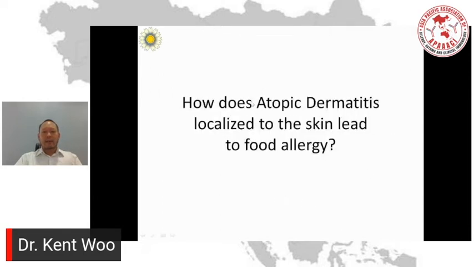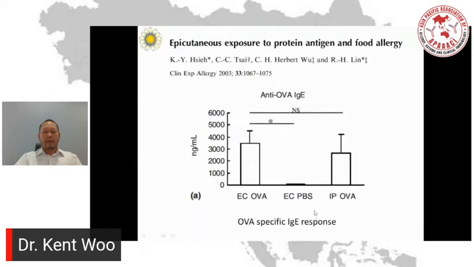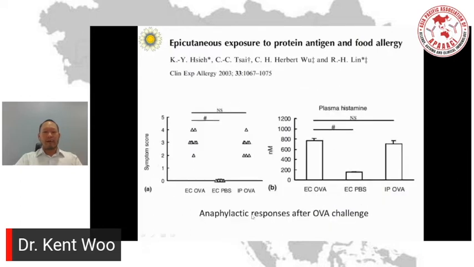So how does atopic dermatitis, which is a skin problem, lead to the development of food allergy? This was a very interesting study that was published in 2003. What they did was they took BALB/c mice and did epicutaneous sensitization with ova, and also intraperitoneal ova sensitization as a positive control. What they found was that through epicutaneous sensitization, you can develop IgE sensitization. And this is the negative and positive control. Here is saline and this is the intraperitoneal ova. These sensitized mice were then fed ova and they developed anaphylactic responses after ova challenge, demonstrating that you can develop food allergy through the epicutaneous route.